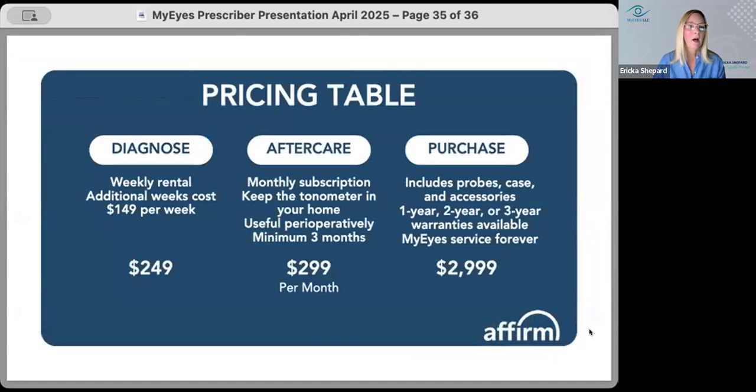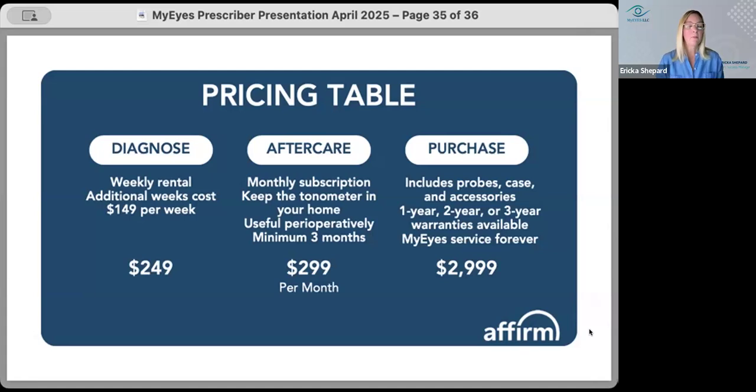So pricing, quickly: the Diagnose is $249 for a one-week rental, and then $149 for each additional week. We now have an aftercare plan, which is really exciting, and that was at the request of our physicians who want to monitor patients throughout the procedure.